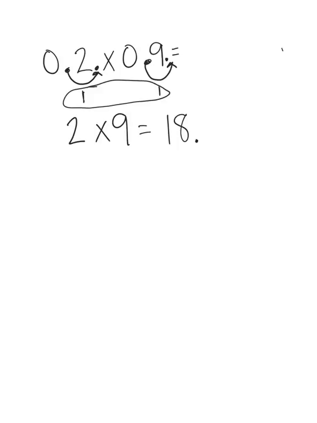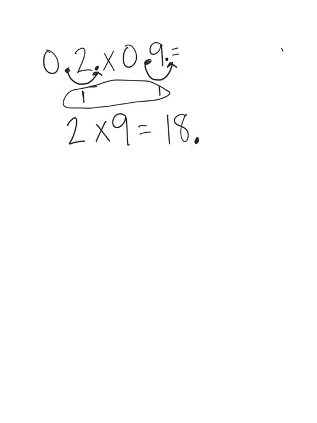Now, if we take the number 18, and we already placed our decimal on the end of it, and we moved the decimal in our equation 2/10 times 9/10 to the right a total of 2 times, well, let's just do the opposite with our answer. Let's move our decimal to the left a total of 2 times.